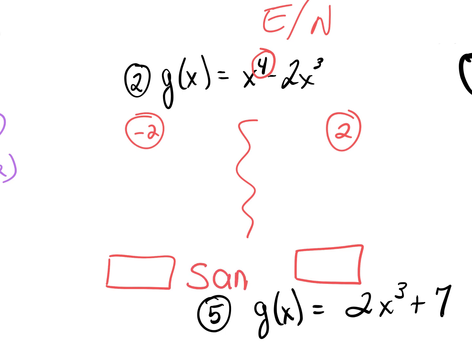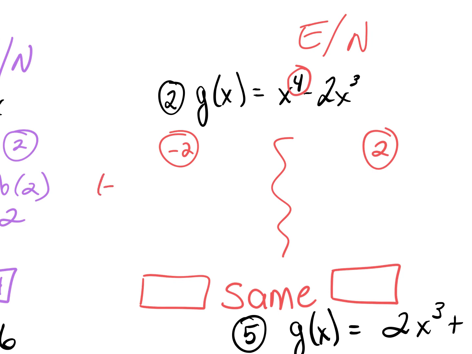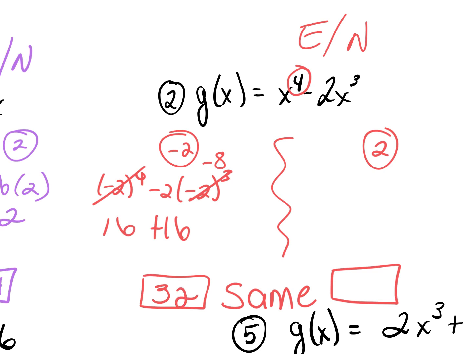Very good. So let's check. So I have -2 to the 4th power minus 2 times -2 cubed. What is -2 to the 4th power? 16. All right, and then -2 cubed is -8, right? So -2 times -8 is plus 16. 16 and 16 is 32. So scooting along over here, 2 to the 4th minus 2 times 2 cubed. 2 to the 4th is 16. 2 cubed is 8, so I have -2 times 8 is minus 16. 16 minus 16 is 0.